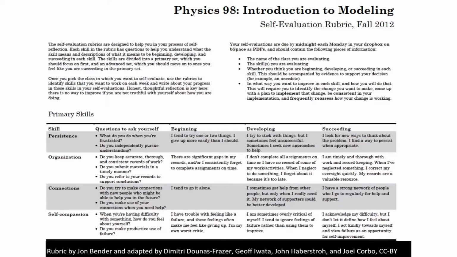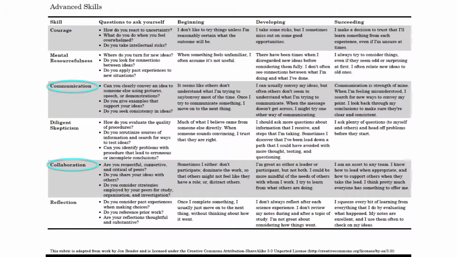So here's the actual tool. And what you can see is that there's a descriptive list of some of the skills that are really important to doing science. Skills like collaboration and communication. And then there's some questions you can ask yourself about how you're doing with respect to these skills. And then you can place yourself on a scale from beginning to succeeding.